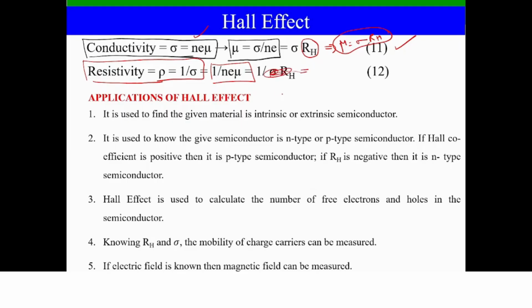On the left-hand side we have rho, and on the right-hand side 1 by Ne into mu. What is the meaning of 1 by Ne? We can write it in the form of RH. So RH divided by mu. So finally, rho is equal to RH divided by mu. This is a relation between the resistivity and Hall coefficient. This is another expression, the 12th expression. These are the expressions required in the case of the Hall effect.